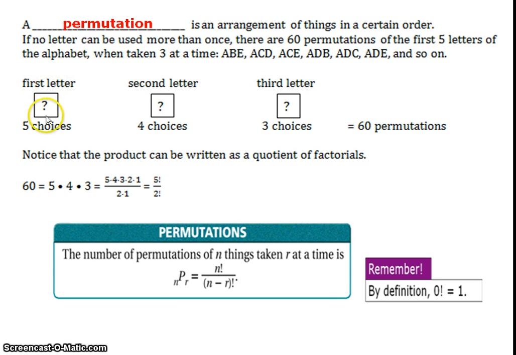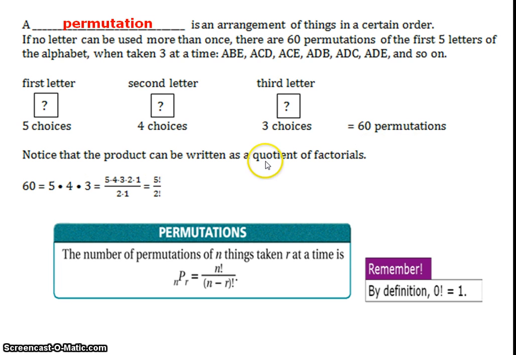For the first letter, there are 5 choices. Once that first letter is chosen, the second letter, you only have 4 choices. Once these 2 letters have been chosen, the third letter only has 3 choices. So we would have 5 times 4 times 3 would come out with a total of 60 permutations.